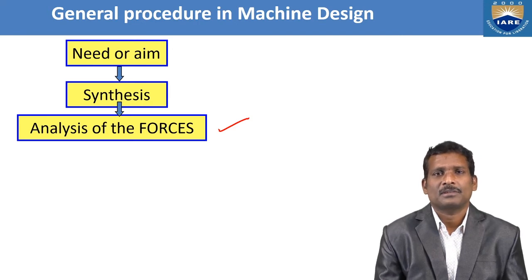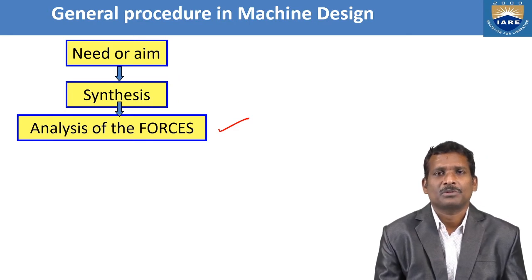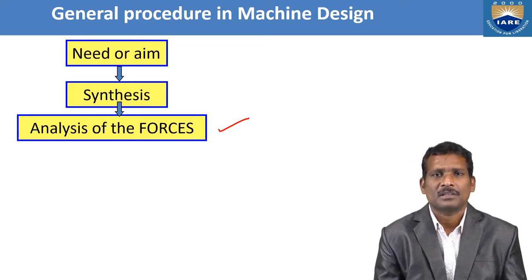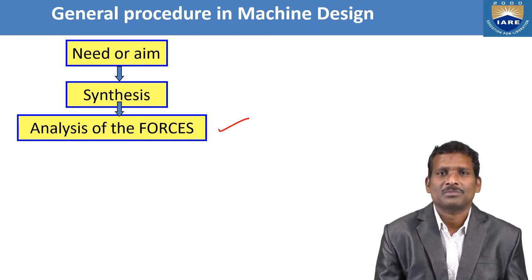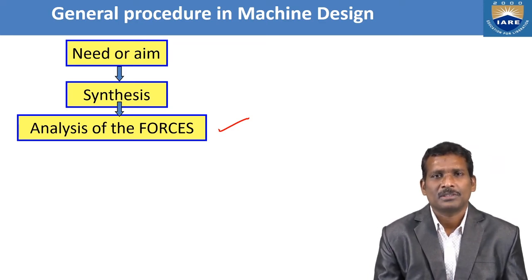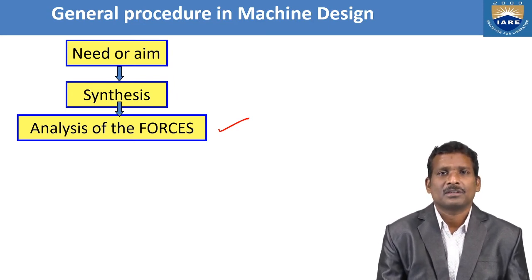Many forces act on our product. Suppose you want to design a four-stroke petrol engine. The machine consists of several parts like piston, cylinder, crankshaft, and connecting rod. Take each and every element and ask what forces are acting on it: inertia forces, gas forces, and thermal forces. First identify the forces and find out their magnitude. That part is the analysis of the force.